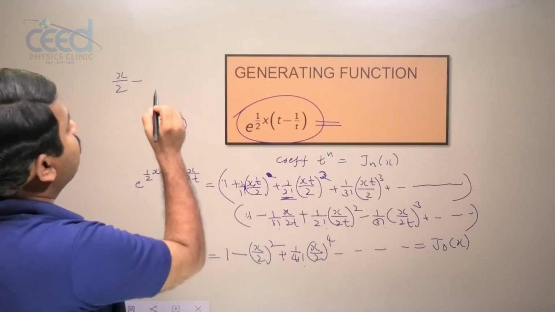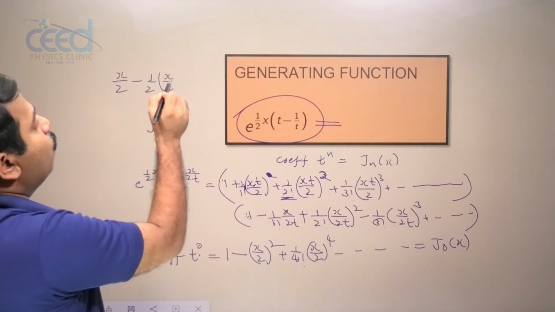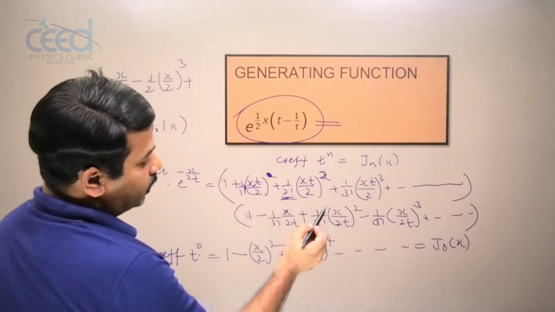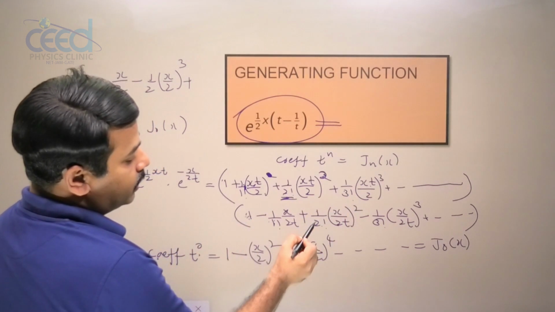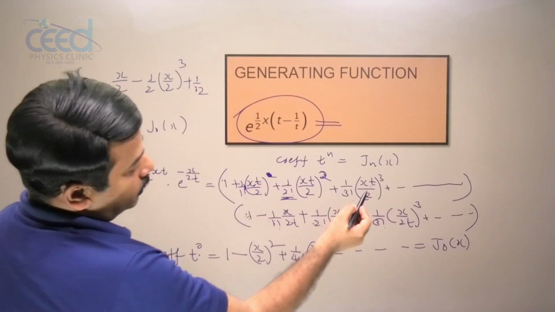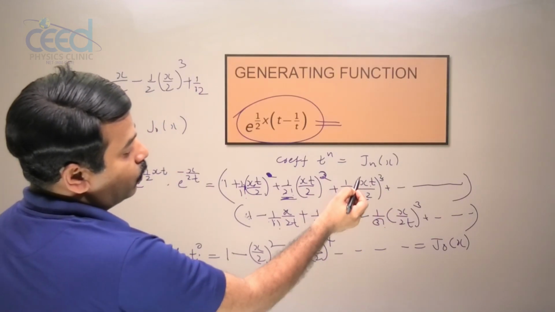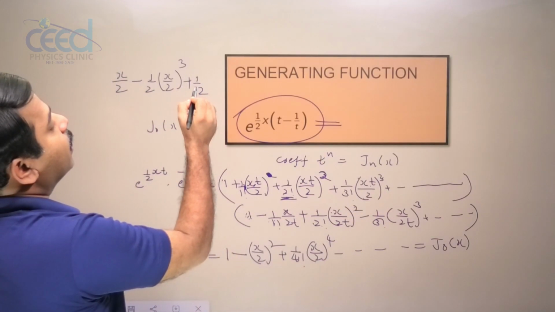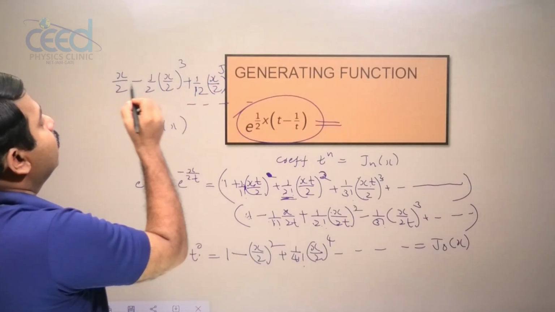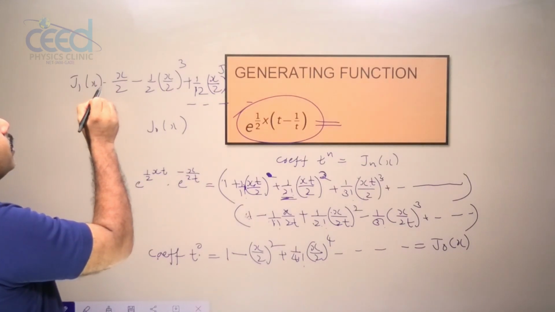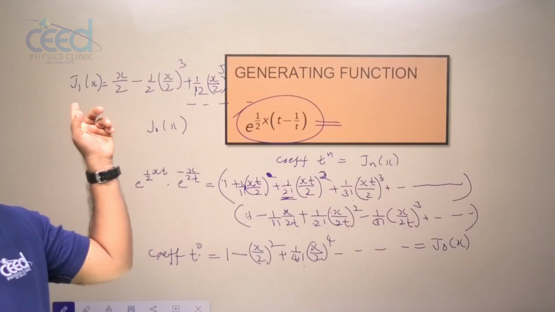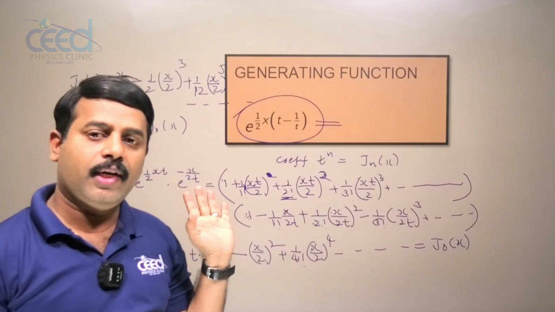Here 1 by 2 factorial, then 1 by 2 into x by 2 whole cube, plus next is this term multiplied with this, then 3 factorial, that is 6, 6 into 2, that is 12, 1 by 12 into this 3 into 2, x by 2 square into x by 2 whole cube, that is x by 2 whole raised to 5, minus etc. This is J1 of x. J1 of x is the coefficient of t raised to 1, right. Similarly, J2 of x you can find.